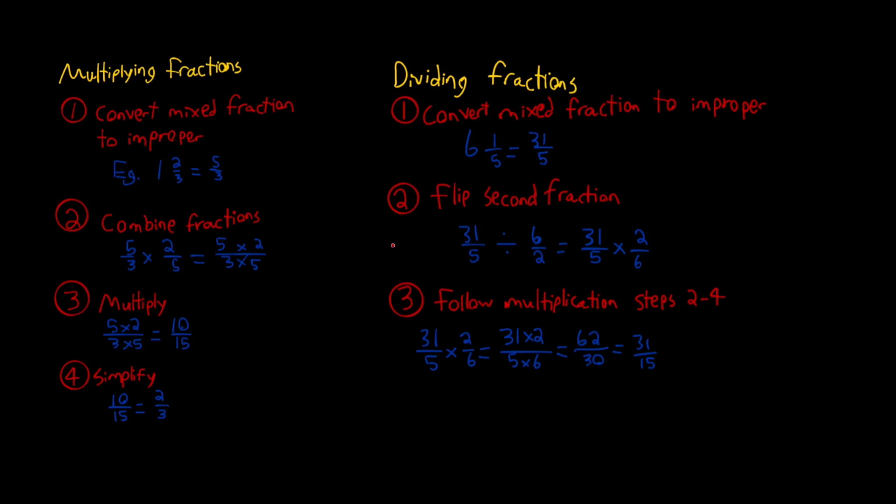Now, moving on to how to divide fractions. It's essentially the same thing as how to multiply them, but what you're going to do is flip the second fraction. So rather than have 31/5 divided by 6/2, we're going to flip it, right? We take the reciprocal of it, which is 2/6, and we're going to multiply that by 31/5. And otherwise, you can see the operations are identical to that of multiplication. Okay, so let's get into solving some problems.